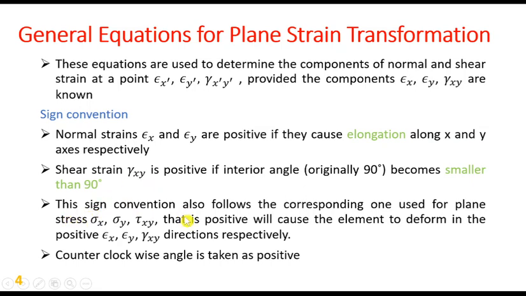This sign convention also follows the corresponding one used for plane stresses sigma x, sigma y, tau xy that we have done in the previous lectures. So these sign conventions are in accordance with that: positive will cause the element to deform in the positive epsilon x, epsilon y, gamma xy directions respectively. Counterclockwise angle is taken as positive. So theta is always positive when it is taken as counterclockwise.